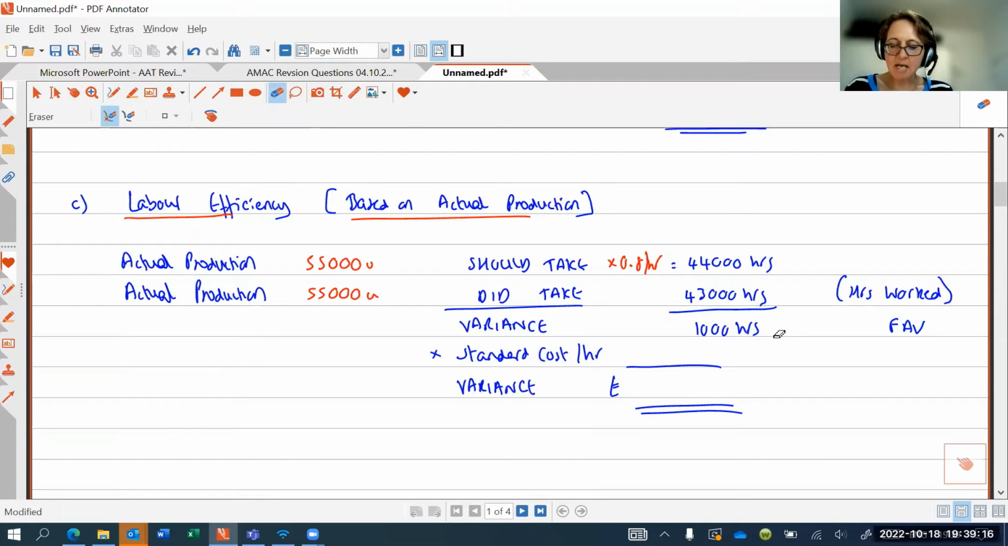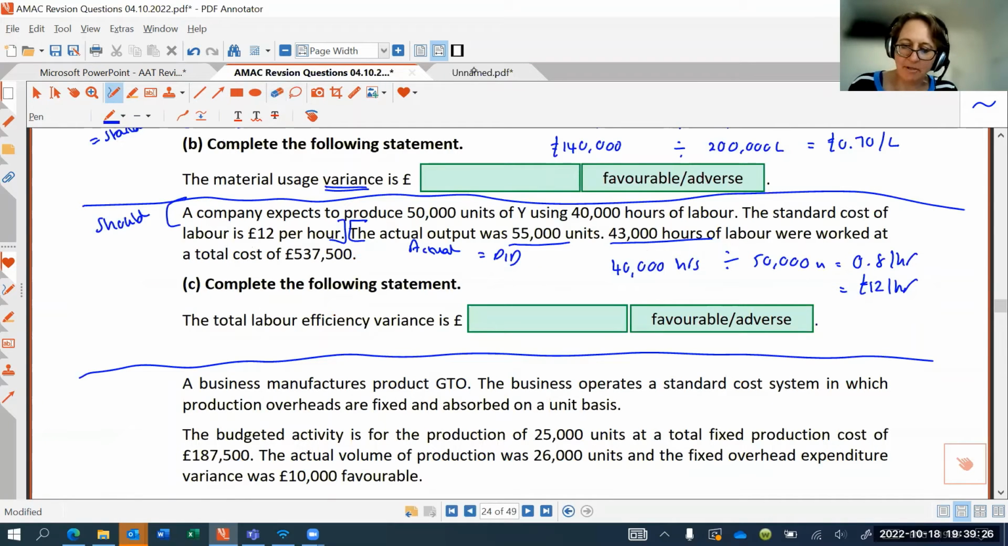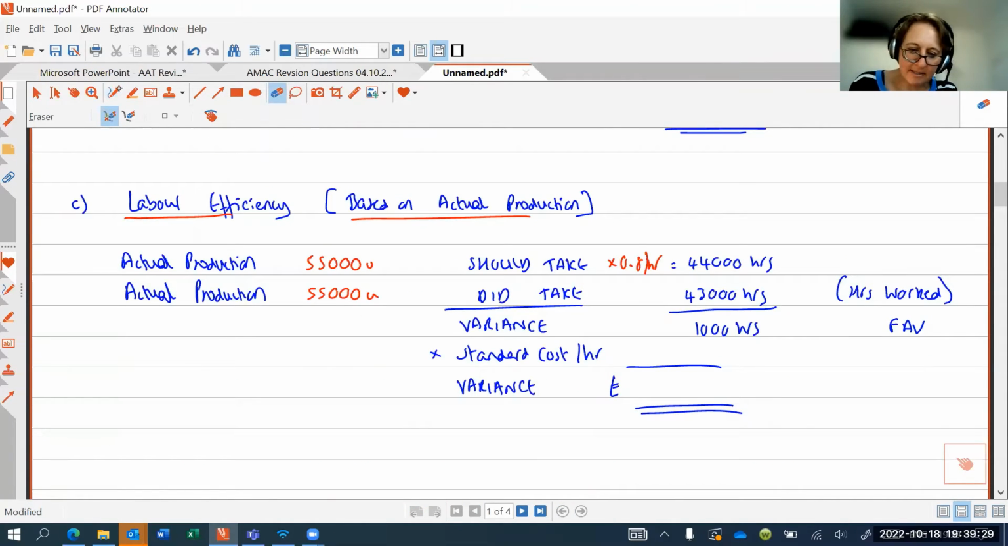To turn it into money, multiply it by the standard cost of a labour hour. Well, we worked that out. It's part of our initial setup. We found that they were paid £12 per hour. So I pop that in here to get an overall answer of 12,000 favourable. And that's a labour efficiency variance done.